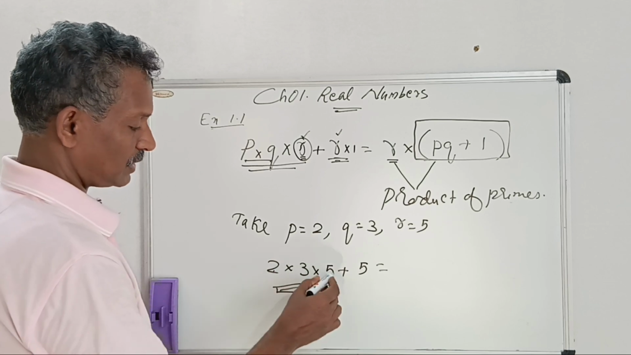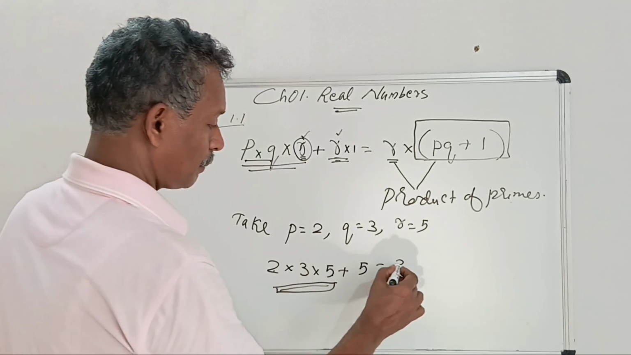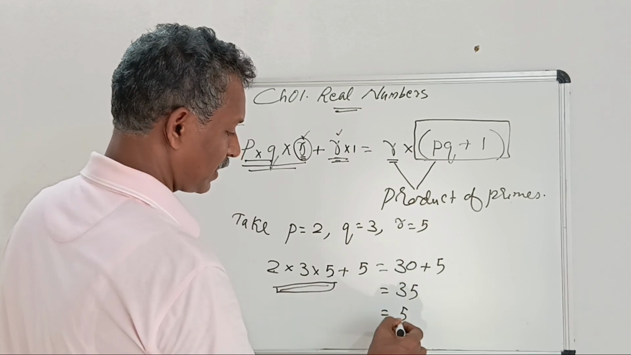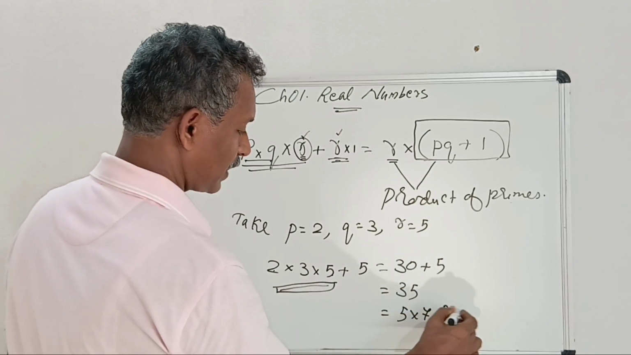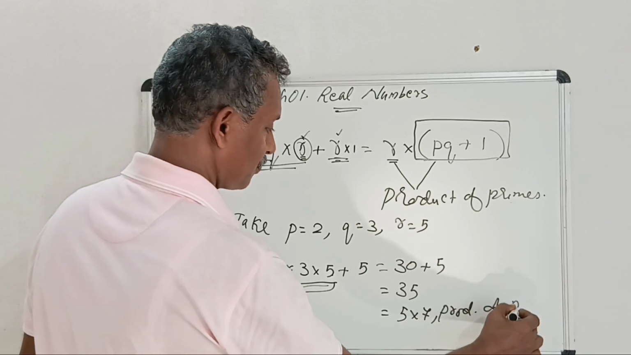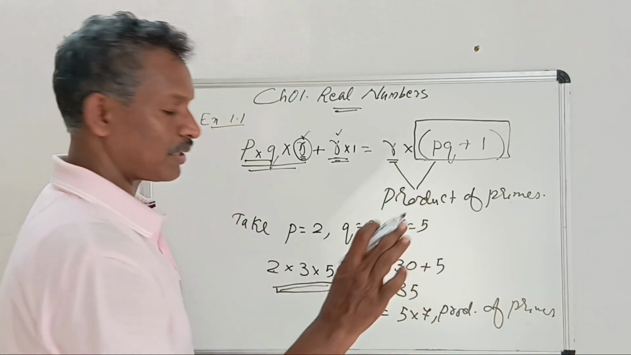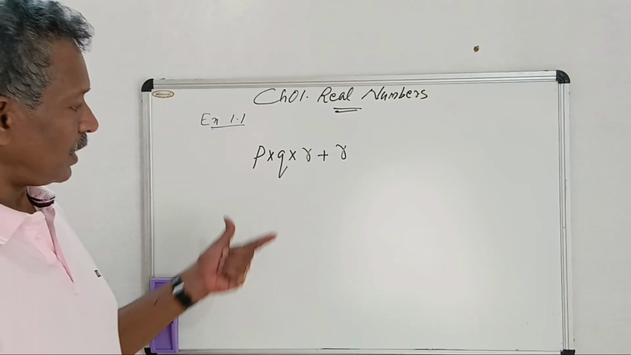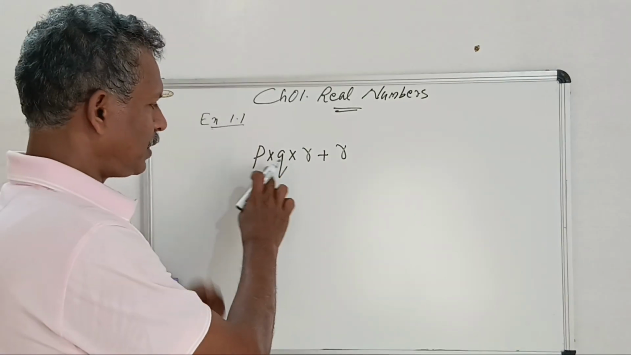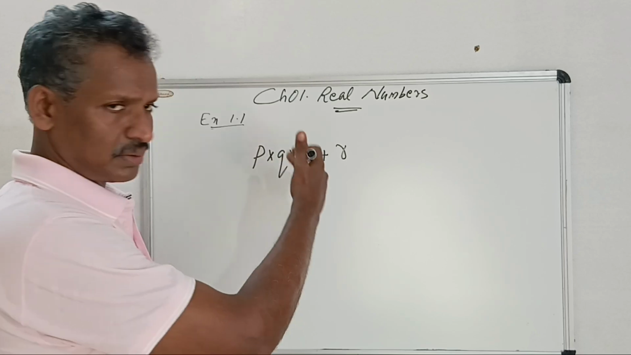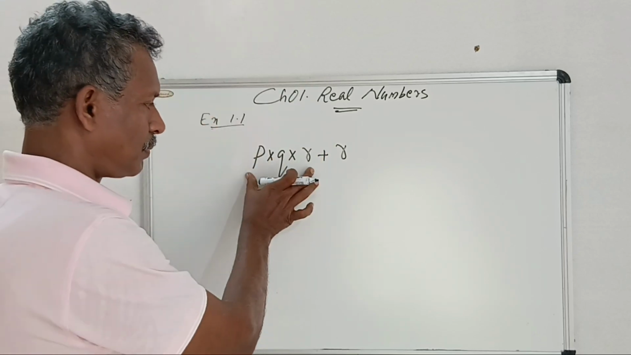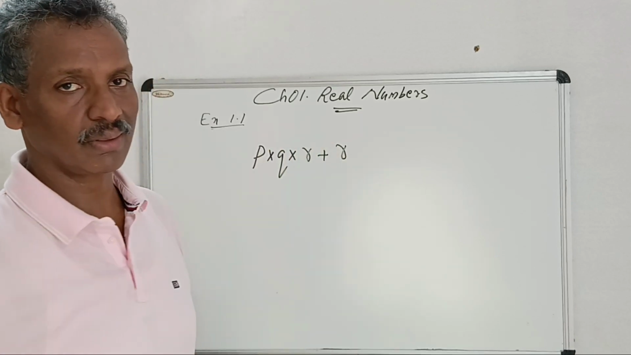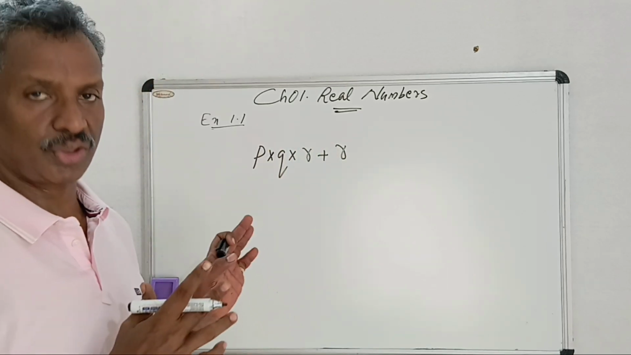You get 2 5s are 10, 10 3s 30, plus 5. It is 35. If you factorize, you will get 5 into 7. This is the product of primes. So by the fundamental theorem of arithmetic, it's a composite number. Yes, listen. If 3 or more, it is not necessarily P into Q into R. Maybe R, S, T or many prime numbers are multiplied and added to one of the primes from this. Then it will be composite only.